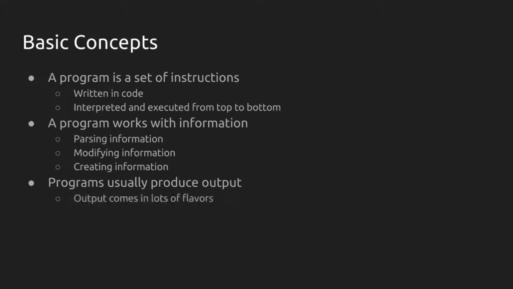Now, output comes in a lot of flavors. It could be raw text, it could be images, it could be a web page, it could be a video game. So for right now, we're going to use very basic versions of output, but just know that that idea of input coming into a program, the information being parsed, modified, or created, and then output resulting is kind of our general workflow.